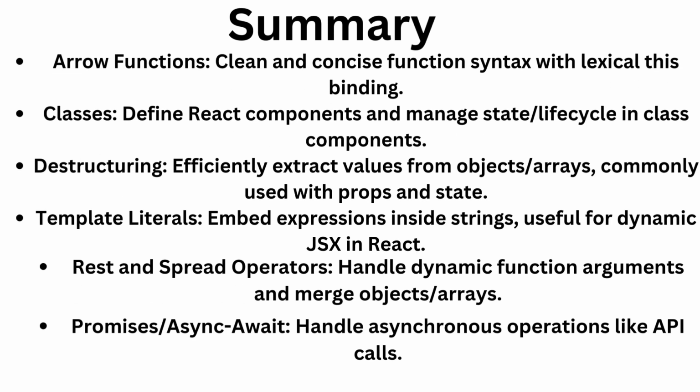Summary. Arrow functions: clean and concise function syntax with lexical this binding. Classes: define React components and manage state lifecycle in class components. Destructuring: efficiently extract values from objects or arrays, commonly used with props and state. Template literals: embed expressions inside strings, useful for dynamic JSX in React. Rest and spread operators: handle dynamic function arguments and merge objects or arrays. Promises and async await: handle asynchronous operations like API calls.